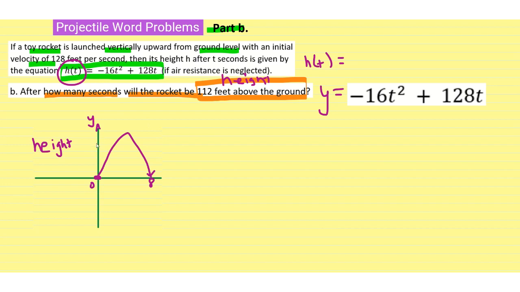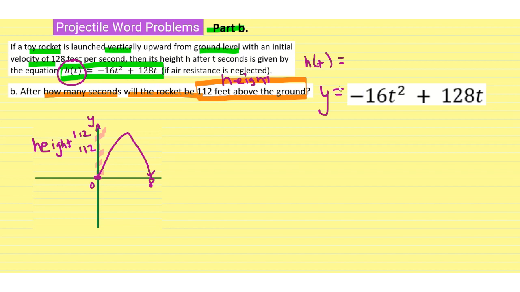So they want to know how high. They want us to find some number over here when it is going to be at a height of 112. They want us to figure out, is 112 at the top of it? Or is 112 somewhere else down here? We're going to figure that out.